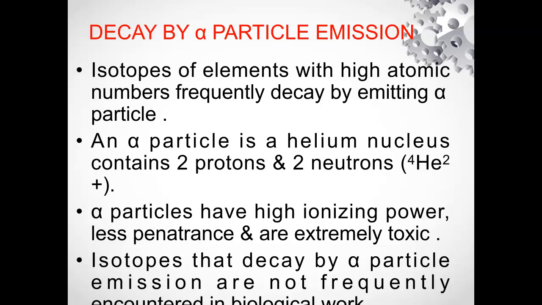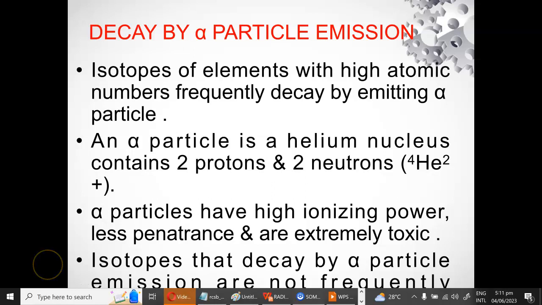So we have decay by alpha particle emission. Isotopes of elements with high atomic number frequently decay by emitting alpha particles. An alpha particle is a helium nucleus that contains two protons and two neutrons, denoted as helium-4 with a 2 plus charge. An alpha particle has high ionization power, less penetrance, and is extremely toxic. So it is not usually used for biological studies. So let's progress.